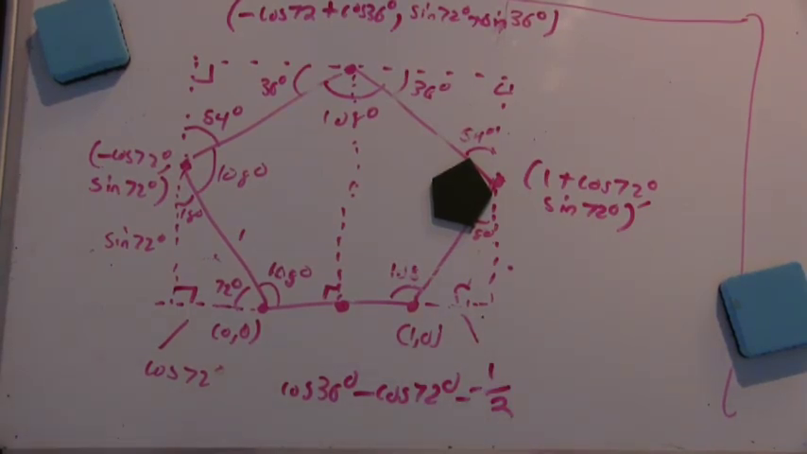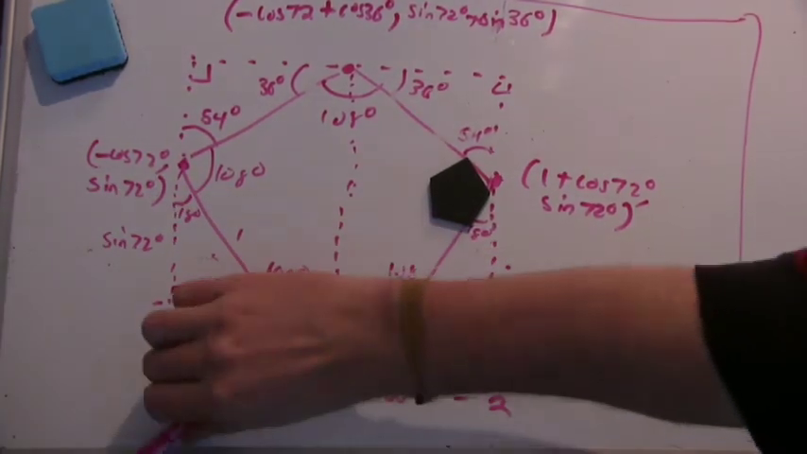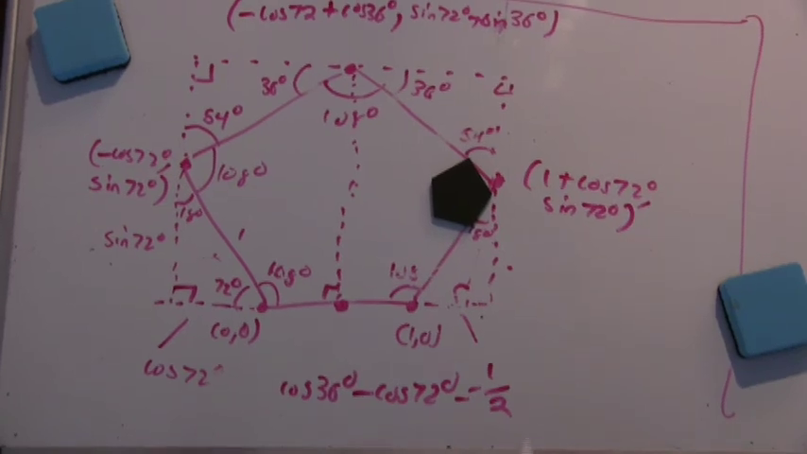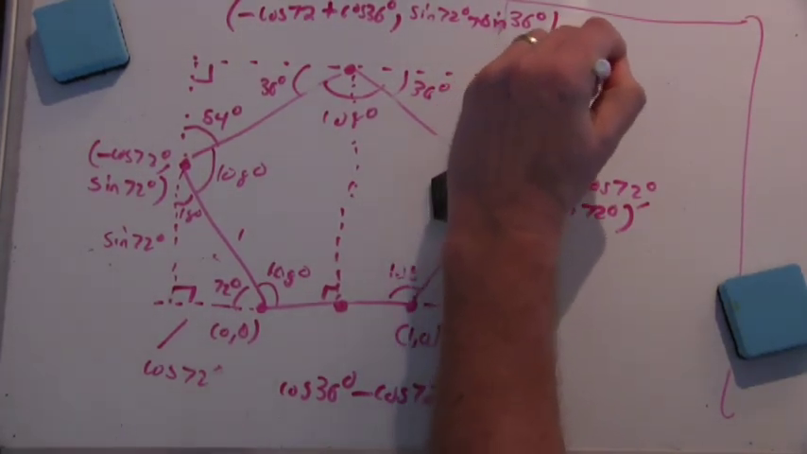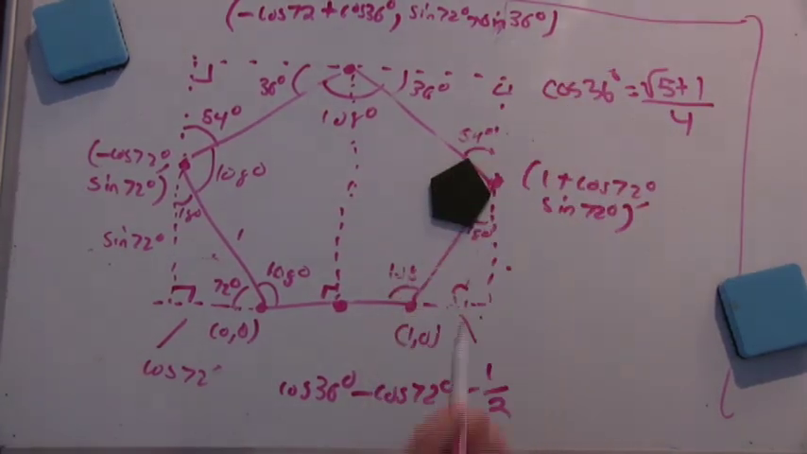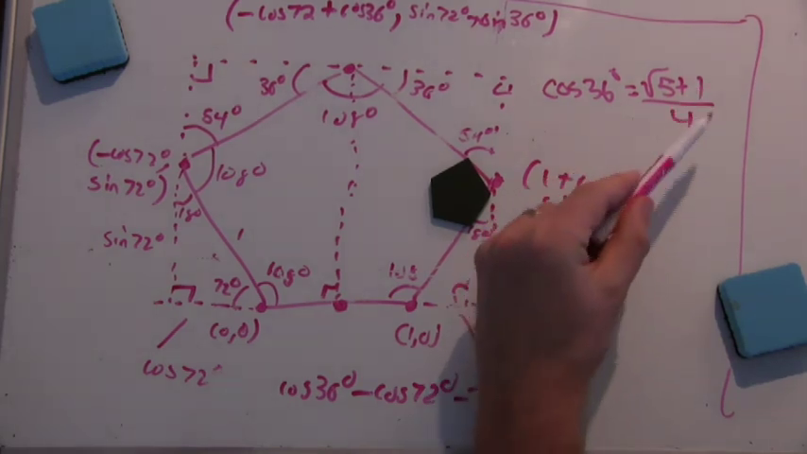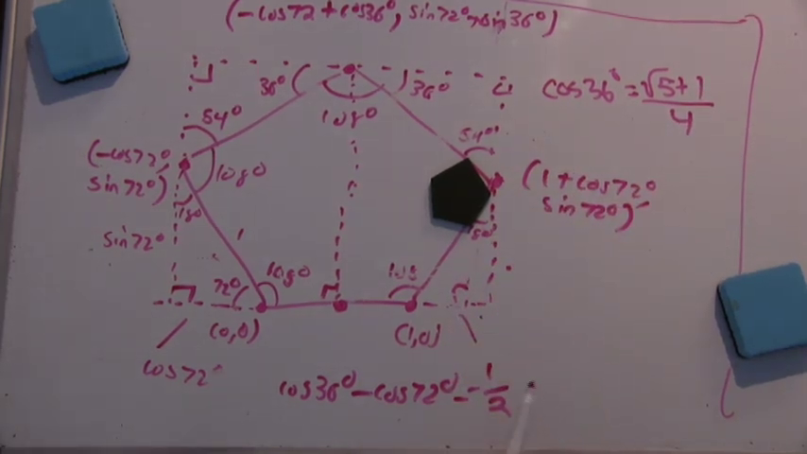Yeah, cool. That's really neat, actually. So we don't even necessarily know what cosine of 36 and cosine of 72 are. We necessarily know the difference is a half. It'll turn out, I can show you later if you want, that cosine of 36 degrees is (square root of 5 plus 1) over 4, and cosine of 72 is (square root of 5 minus 1) over 4. So the difference is 1/4 minus 1/4. You get a half. Yeah.